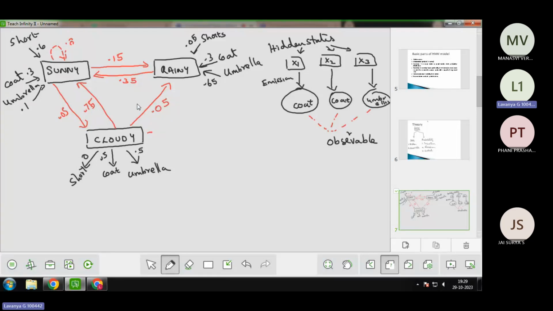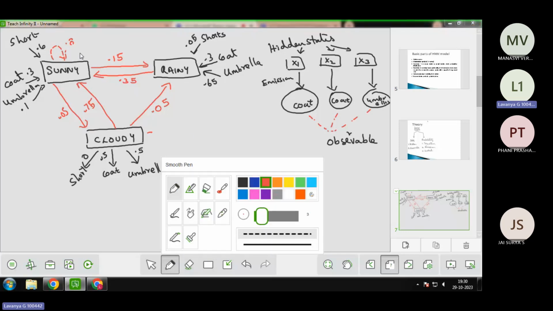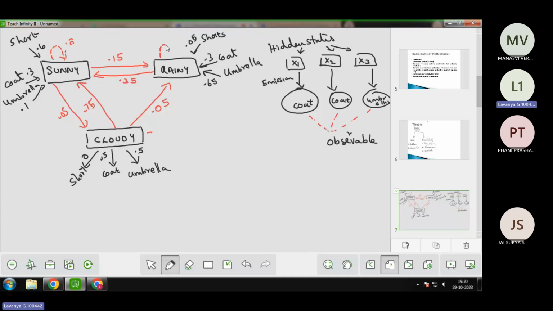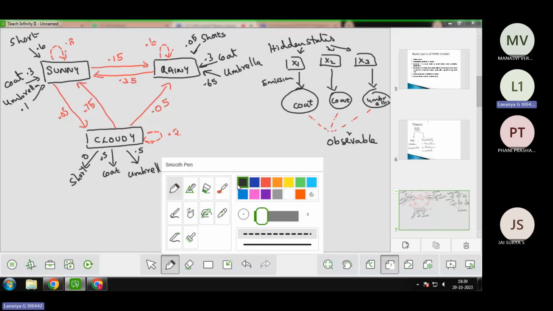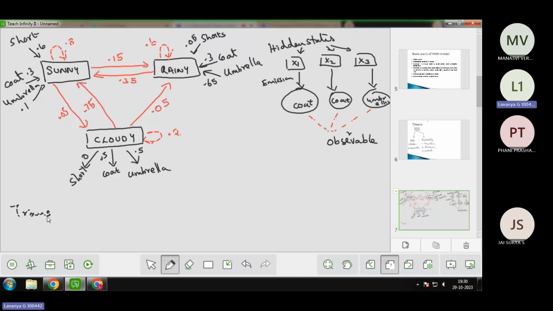Now, from cloudy we go to rainy, from rainy we don't have any arrow coming to cloudy. Now, how about the self-loop condition? So, sunny to sunny is 0.8, rainy to rainy is 0.6, and cloudy to cloudy is 0.2. So these are the probabilities which are given to us, and this particular diagram is known as a transition state diagram. Right. With this diagram, we can write 2 things.